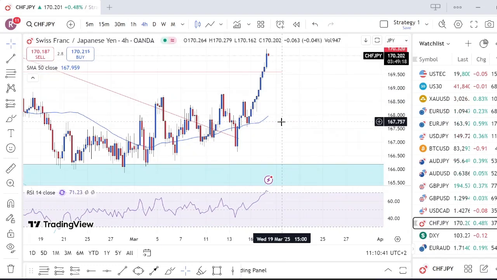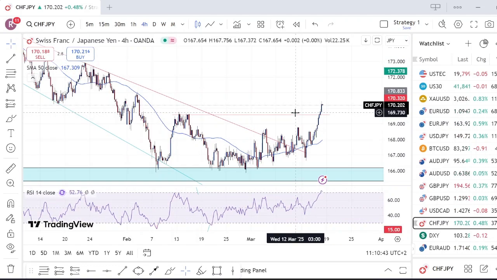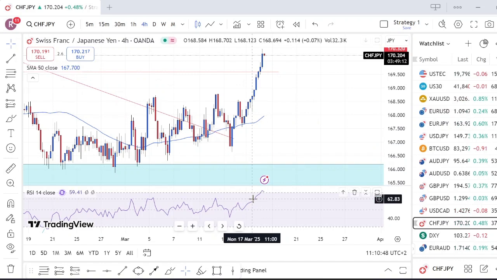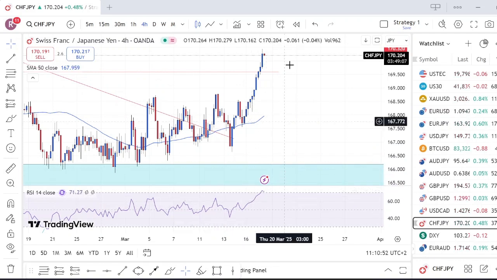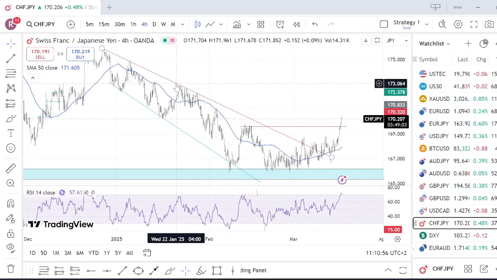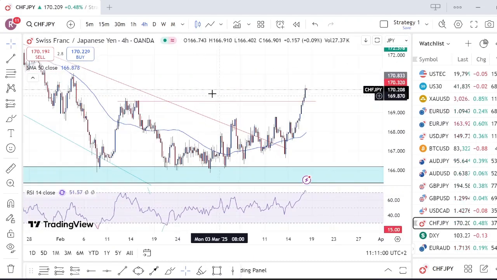So CHF yen, bulls are in control. Seeing the break of the 50 MA, RSI is in that overextended region on the bullish side between 50 and 70. And we have the bullish trend line, I pray, as well as the break of the bearish channel. So definitely looking for longs here.